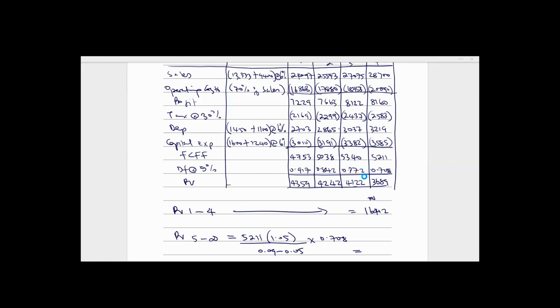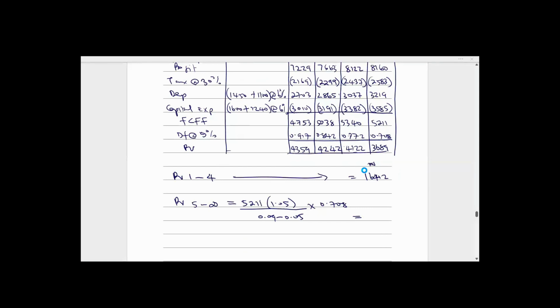Therefore, 5211 multiplied by 1.05 divided by 0.04 multiplied by 0.708, that's 96,846. So add it up. 16,412 plus 96,846 is 113,258.